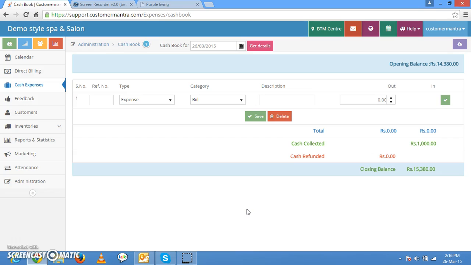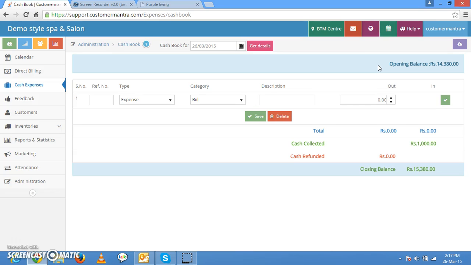Now this system keeps a track of the total money that is collected from customers by cash. So the opening balance that you see on the top here, which says 14,380, it is nothing but the cash transaction that you've had for the current month, the payment that you collected from the customer through cash.